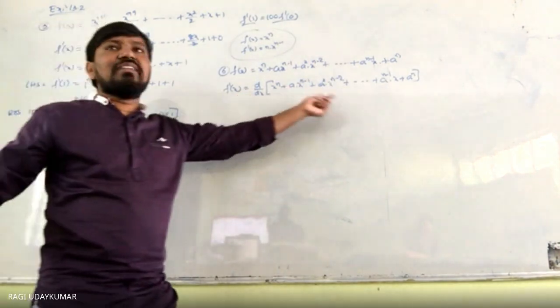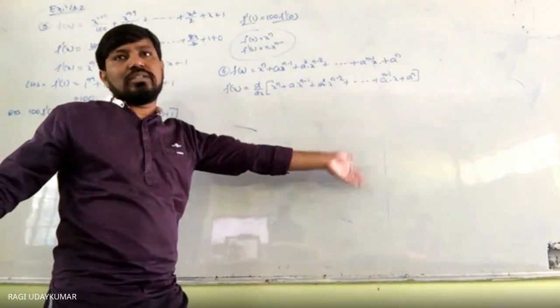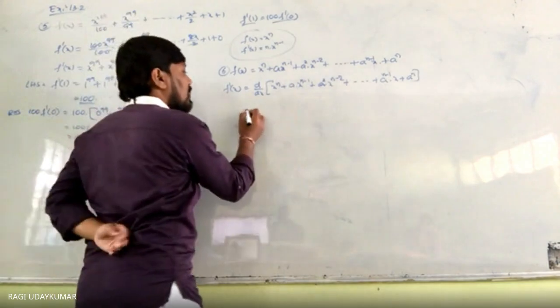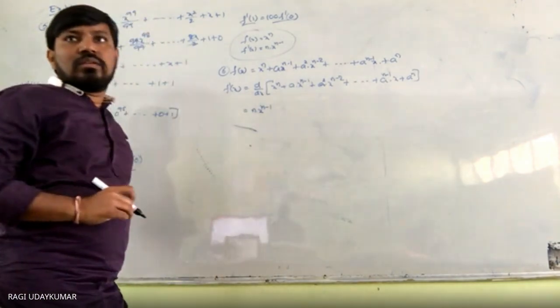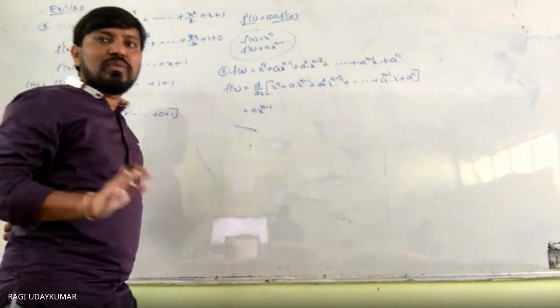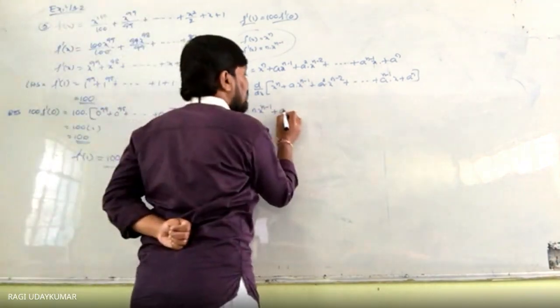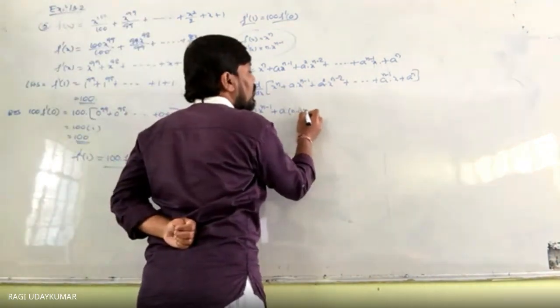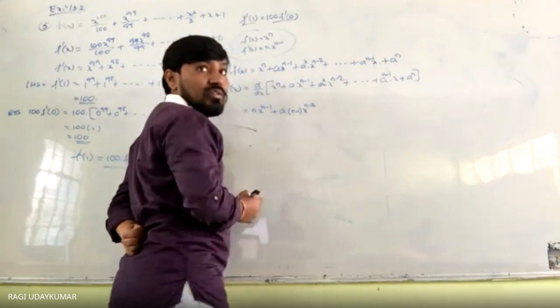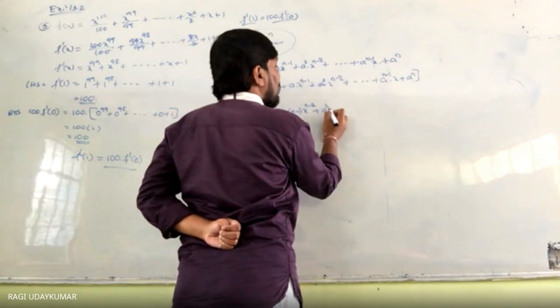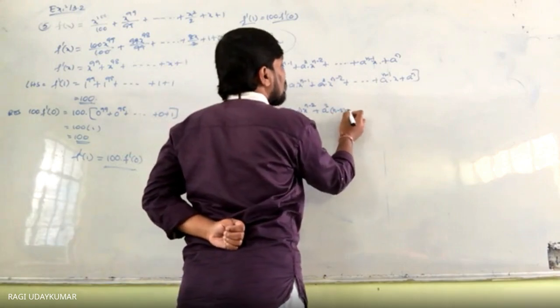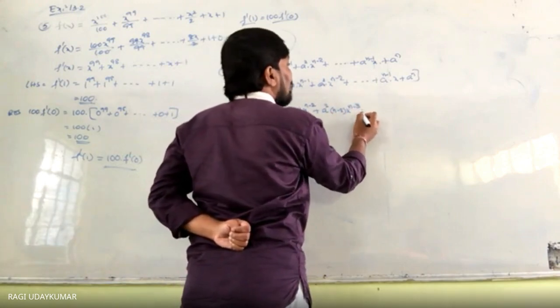You need to take the derivative of x to the power of n only. Whenever you are having a sum, you can take each term individually into consideration. So we are using n into x to the power of n minus 1, plus a into n minus 1 into x to the power of n minus 2, plus a square into n minus 2 into x to the power of n minus 3, plus and so on.